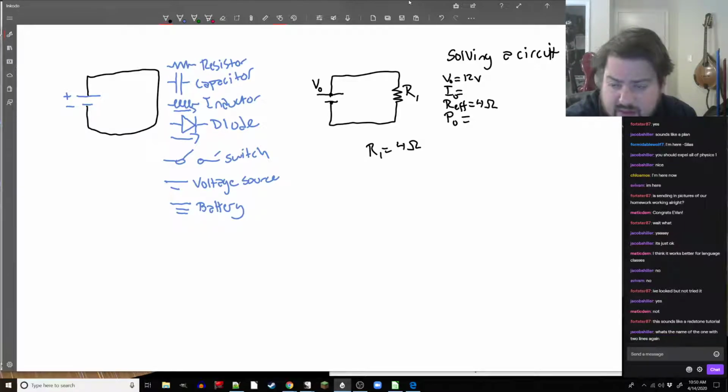So now we have enough information to solve for the rest of it. For the current going through the circuit, we use Ohm's law, V equals IR. So we know R and we know V. To get I, we just divide. I equals V over R. So current is going to be 12 over 4, which is 3 amps. Not so bad, right? So that's the current going through the entire circuit.